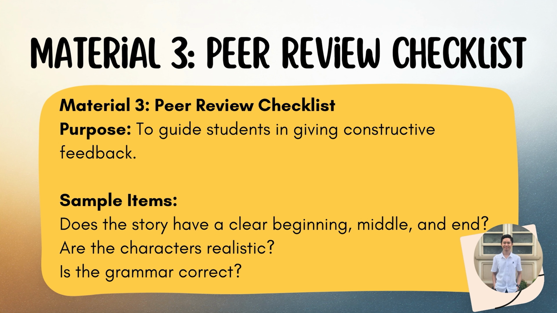The third material is the Peer Review Checklist. This tool helps students review each other's stories and give helpful feedback. It includes questions like, does the story have a clear beginning, middle, and end? Are the characters realistic? And is the grammar correct? This encourages collaboration and teaches students how to evaluate writing fairly.